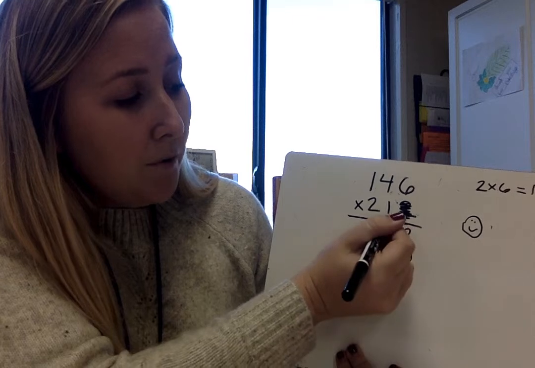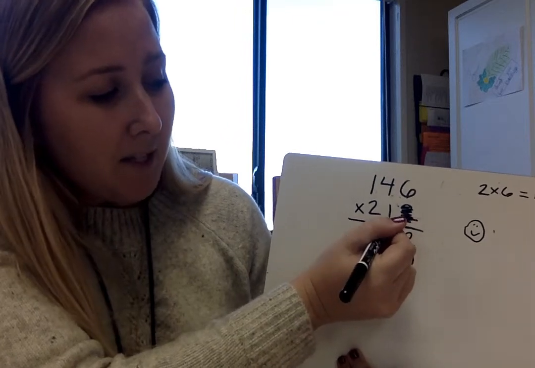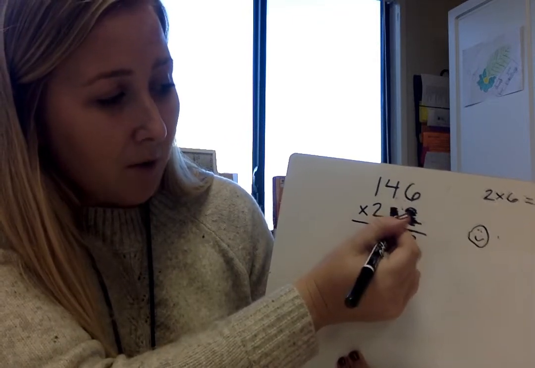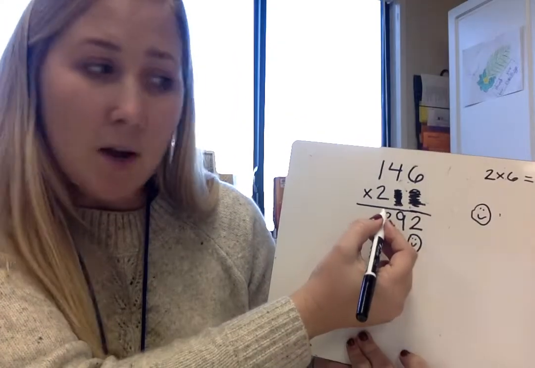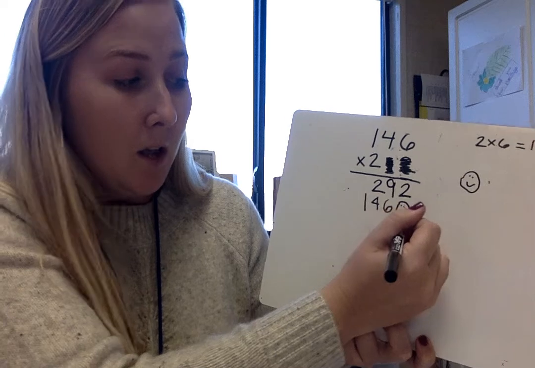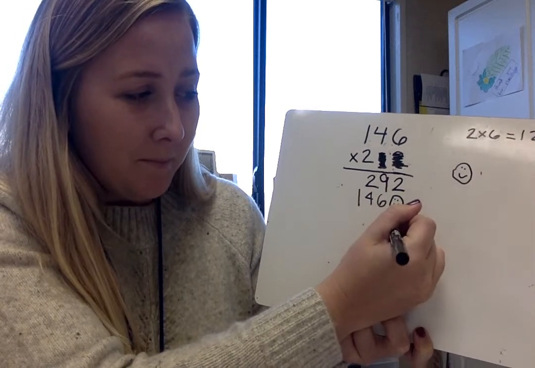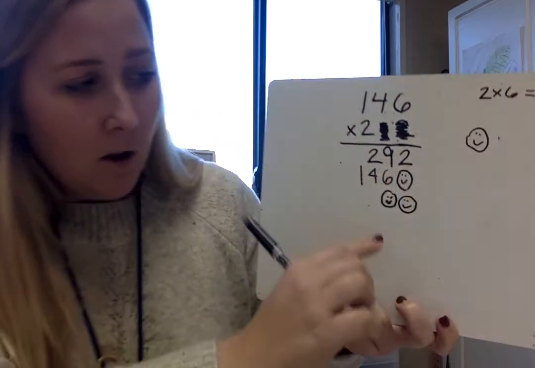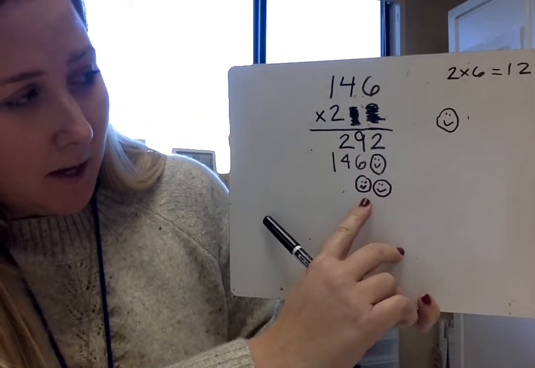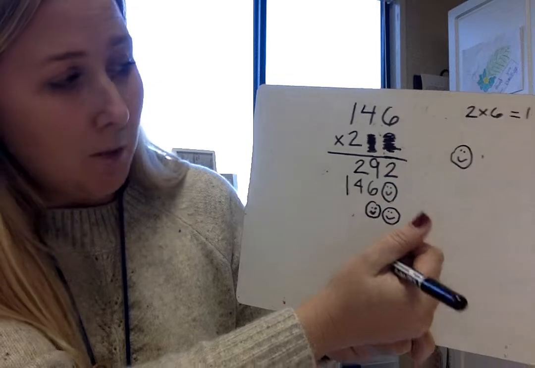So I have moved, I've done the ones place on the bottom, I've done the tens place on the bottom, I can cross it out. But before I start multiplying, I need to remember this is not the number 2, it's the number 200. So I have Senor Bob, and I have Senorita Carmelita, who are holding my ones place and my tens place. Now I can begin multiplying.